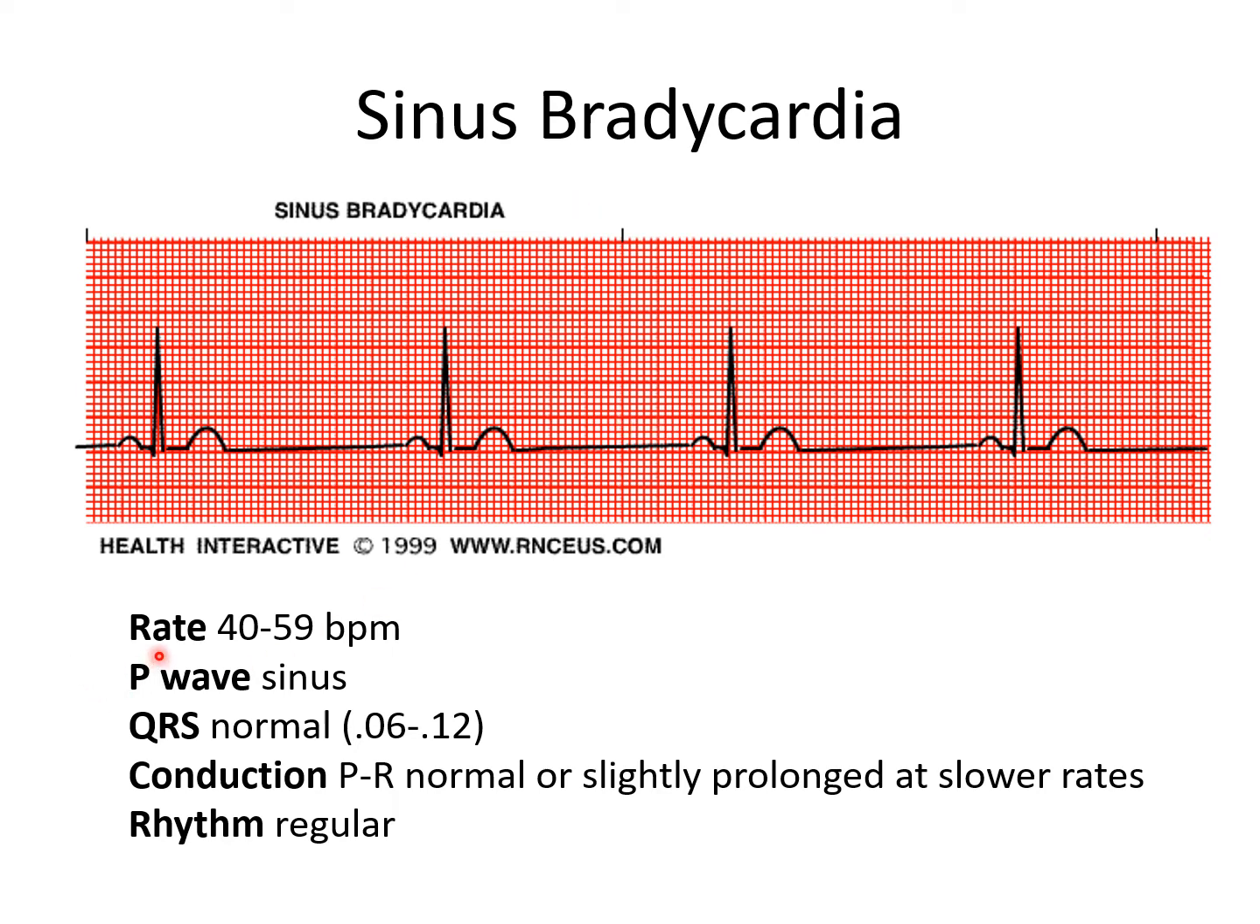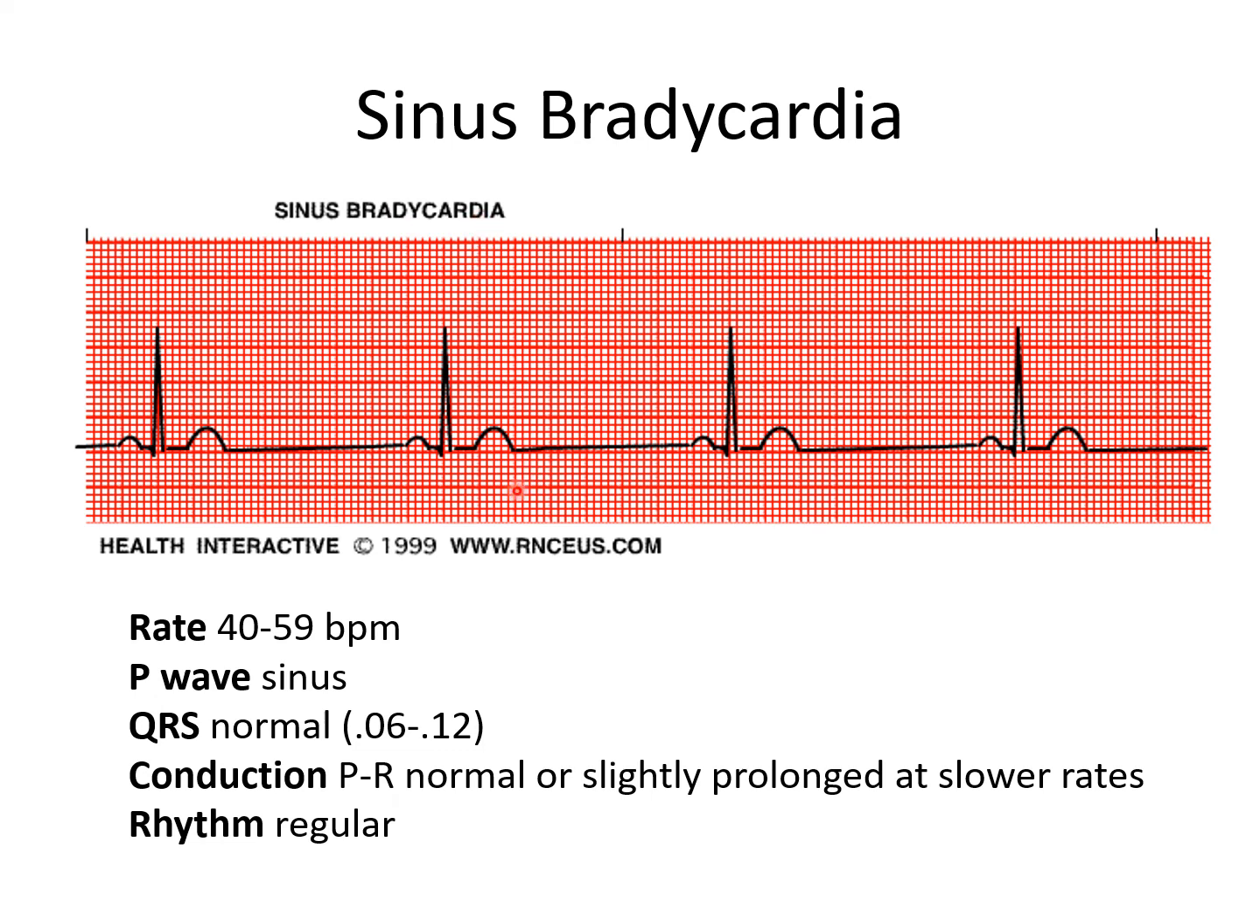Sinus bradycardia, first we look at the rate. It's determined to be sinus bradycardia if the rate is between 40 and 59 beats per minute. So let's use the method that we've just studied, and I'm going to count in a 6-second strip the number of QRS complexes. 1, 2, 3, 4. 4 times 10 is 40. So this heart rate is approximately 40, a little 40 something. Okay, so we have a rate that's between 40 and 59. So it is slow, and that's where we get the bradycardia from.